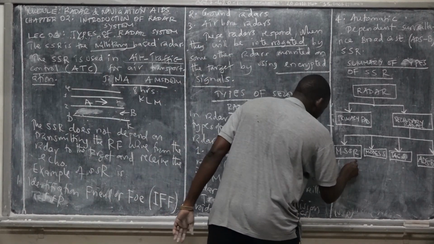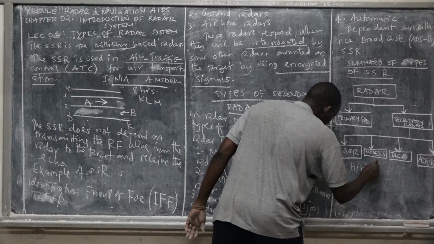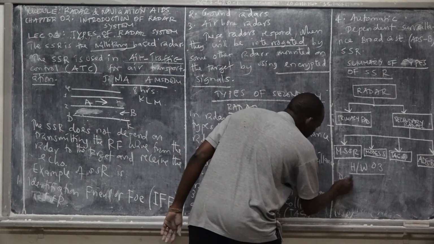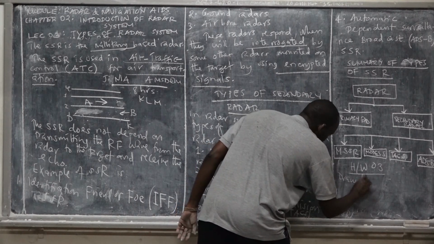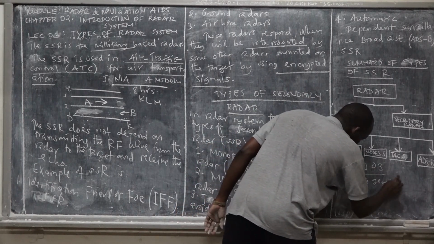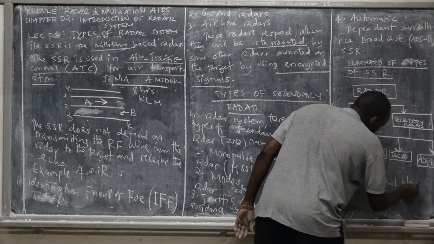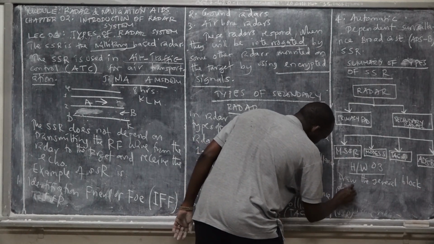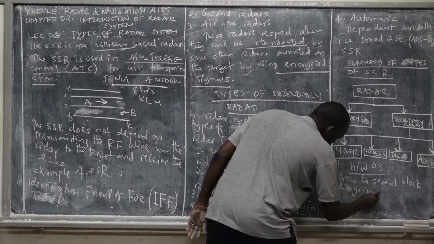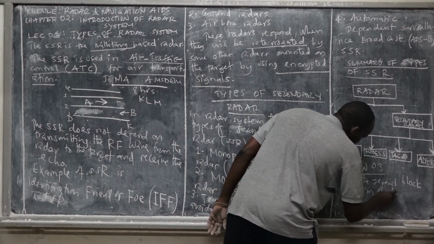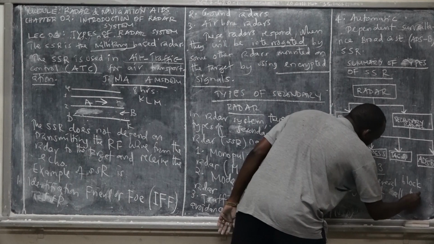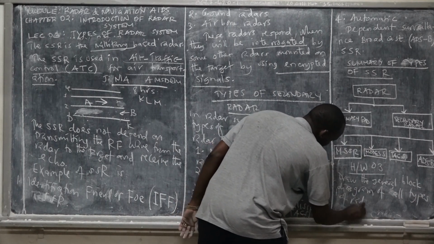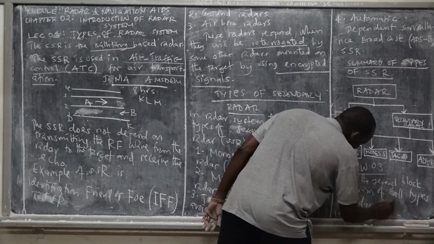So, here is homework 3. Draw the general block diagram of all types of radar system.